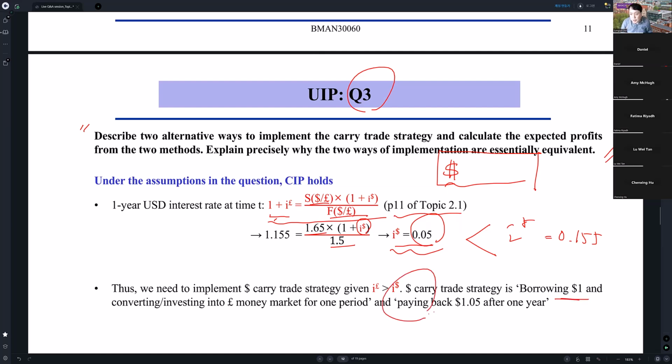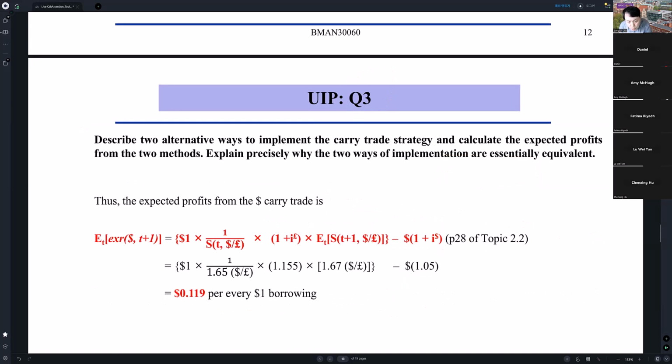So you're going to borrow $1 today, convert, and invest into the pound money market for one period. After one period, you're going to get a certain dollar amount and you have to pay back $1.05. So how do we compute the excess return? I can compute excess return or expected excess return, but here I'm just going to compute expected excess return. So what is the expected excess return from borrowing dollar, converting, and investing into pound, right?